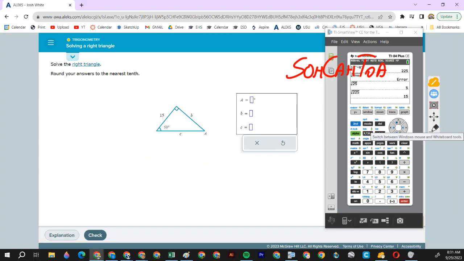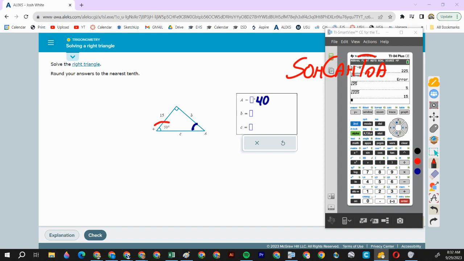So here, the instructions say solve the triangle, which means find everything. Find all the angles, find all the sides. So the angle is easy. How big is that angle going to be? If we have a right angle and a 50, then the last one's going to be 40. So angle A is 40. That was easy. All right.